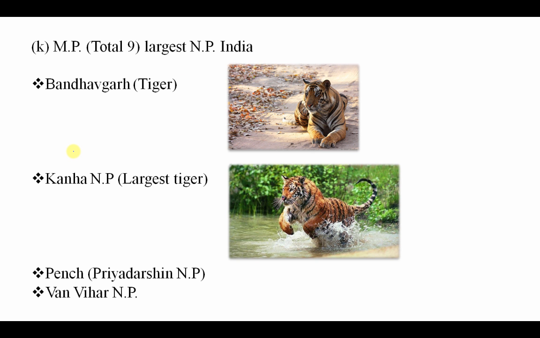Now Madhya Pradesh. Madhya Pradesh has the largest number of national parks. In total, there are 9 national parks in Madhya Pradesh. First and most important is the Bandhavgarh Tiger Reserve or national park, very famous. Second, Kanha National Park. It is also in Madhya Pradesh, and there is also a Kanha Biosphere Reserve. Third is the Panna National Park, and fourth is the Van Vihar National Park. Out of the 9, you only need to remember these 4. First Bandhavgarh, famous for tigers. Second Kanha. Third Panna. And fourth Van Vihar National Park. All these 4 important national parks are in Madhya Pradesh.